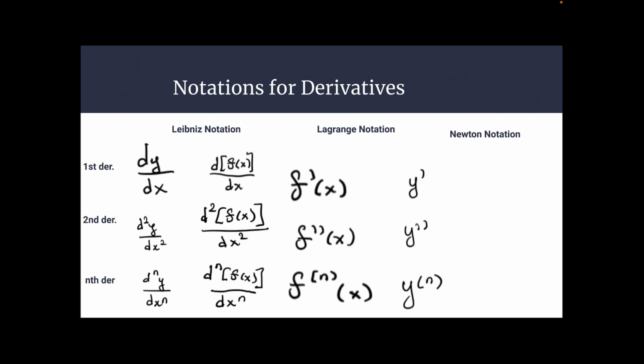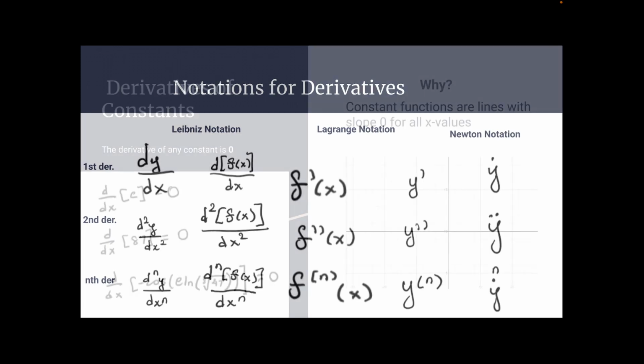And then the final one is Newton notation. You might not see this one as much as the other ones, but you might see it occasionally. That's represented as a dot on top of the y. So the first derivative is y dot. For the second derivative, you see two dots, so y with two dots. And for the final one, you might see y dot, but with an n above it, indicating how many derivatives to take.